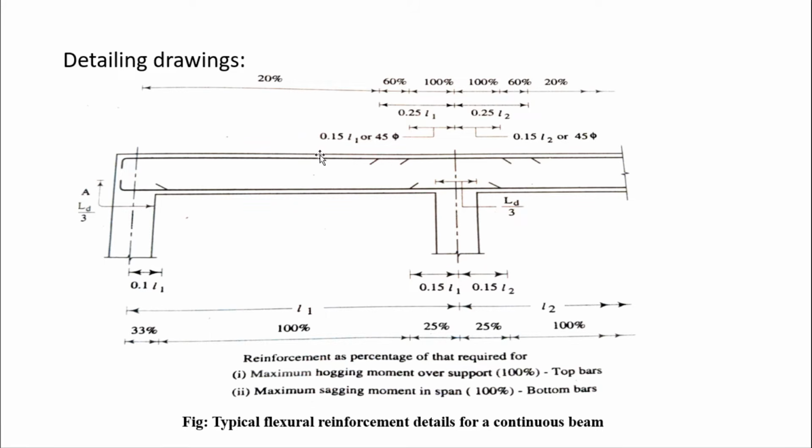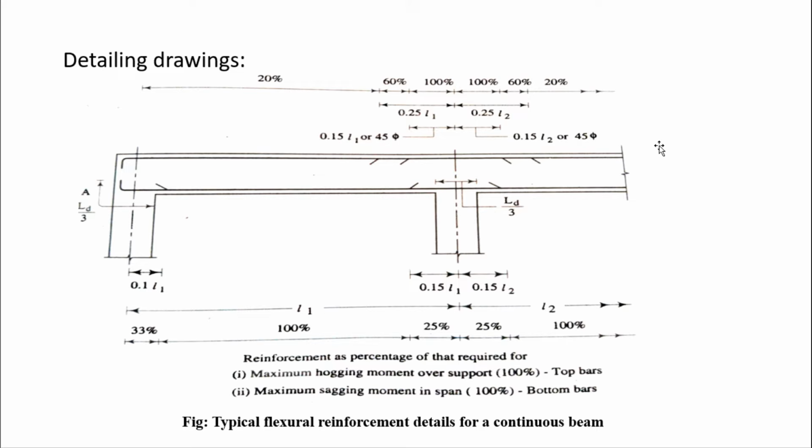So as per the code, from the center of the support, first provide 100% reinforcement at a distance of 0.15 times the span or 45 times the dia, whichever is minimum. So provide 100% on both sides. After that we can curtail and provide 60%, and again we can curtail and provide 20% to the remaining span. So these are the rules that we need to follow for curtailment of the bars.